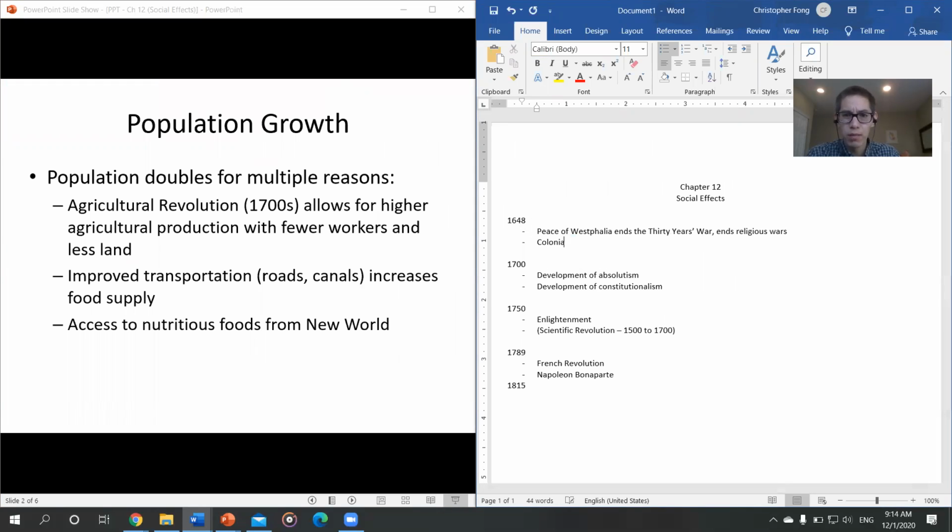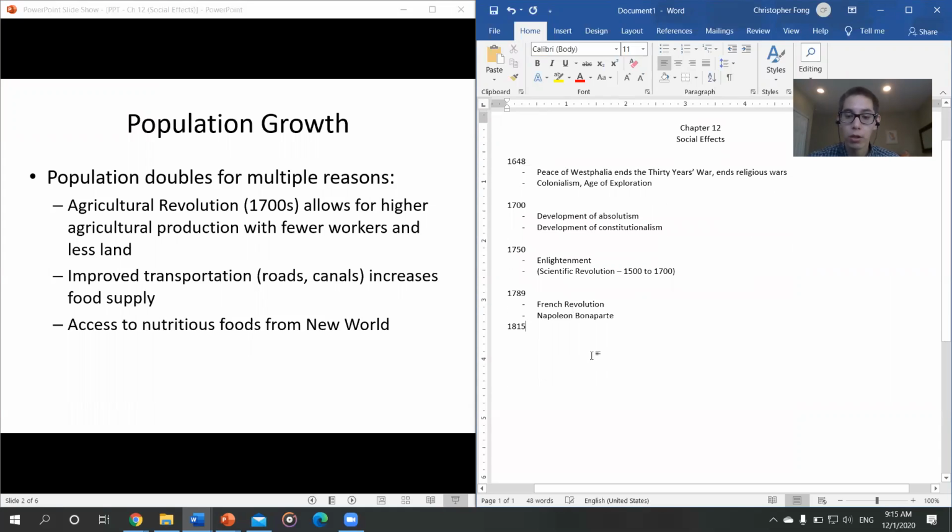Well, we've got colonialism. We've got the age of exploration. Now, I know that colonialism started earlier. It started in 1492 with Columbus. Spain was doing a lot of colonizing in the 1500s. England joins the scene in the early 1600s. And so by 1648, 1700, colonialism is in full swing. The European countries all have major overseas colonies. And so one of the biggest things that we see is that the population of Europe doubles.